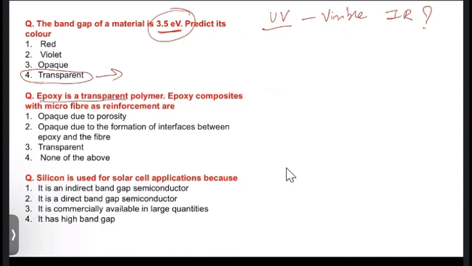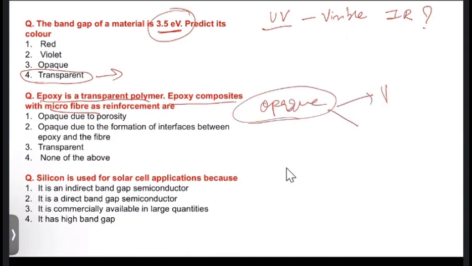Epoxy is transparent, that we know. Then why is the composite which we form with epoxy and microfiber opaque or transparent? There first you need to understand. It is opaque. And the reason of opacity, is it porosity, or is it the formation of interfaces?